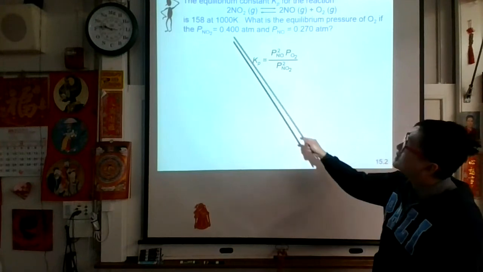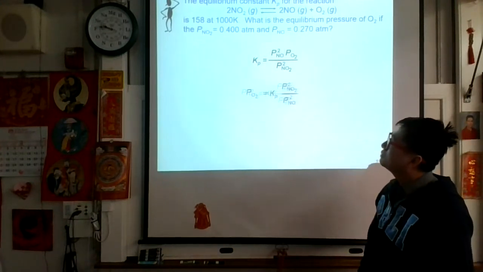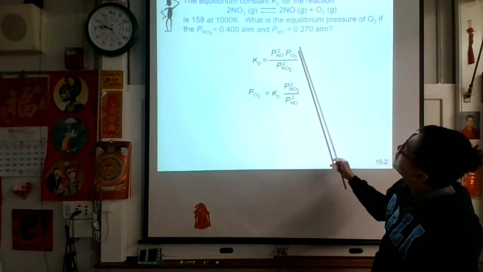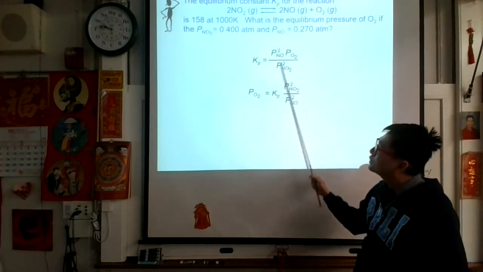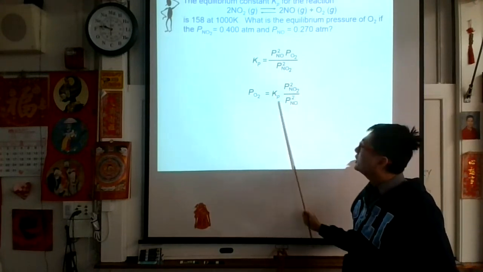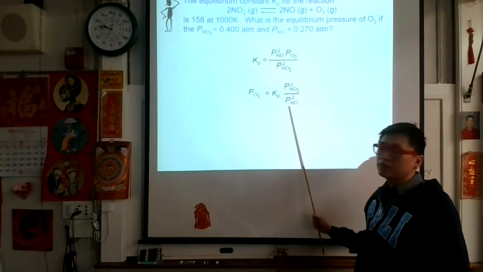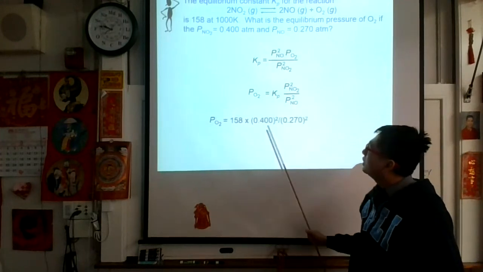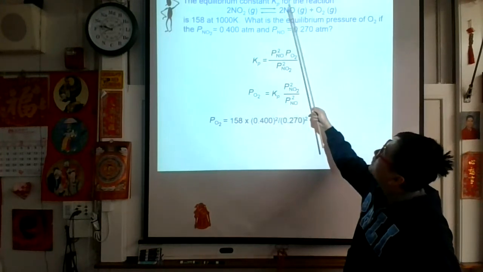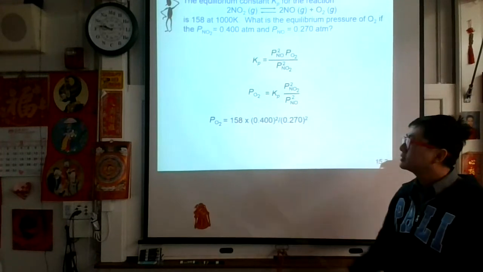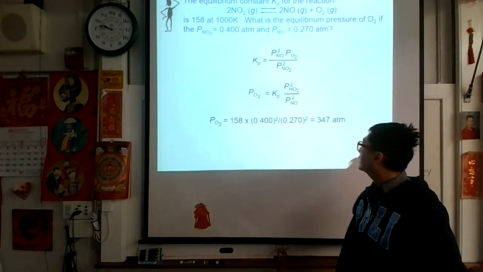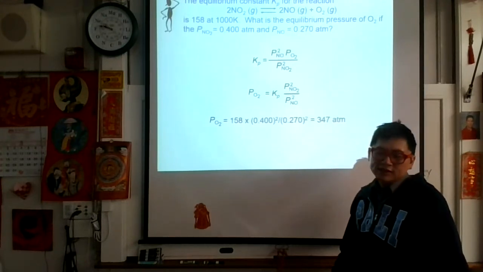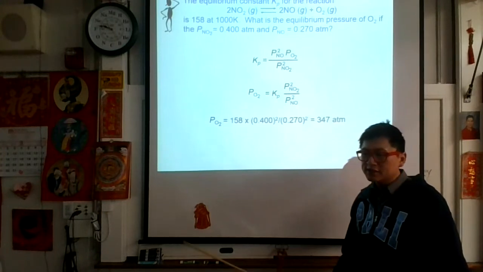What's the pressure of each of the gases? It's given to us, so just plug it in. We are trying to find the pressure of O2. So algebraically, the pressure of O2 is Kp times the pressure of NO2 squared over the pressure of NO squared. We know the pressure of each one of these, 0.4 and 0.27. Plug them in. Kp was given, it was 158. Solve for the pressure of O2, and I get 347 atmospheres. So this is a lot of plugging into the equation, as you can notice.